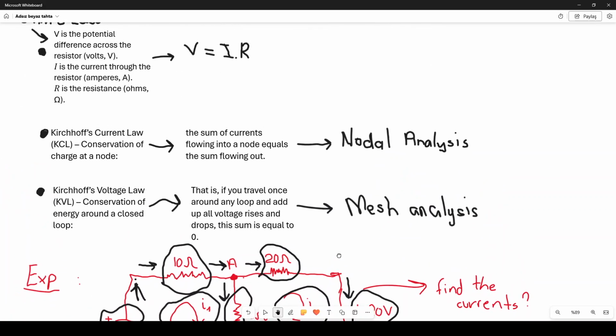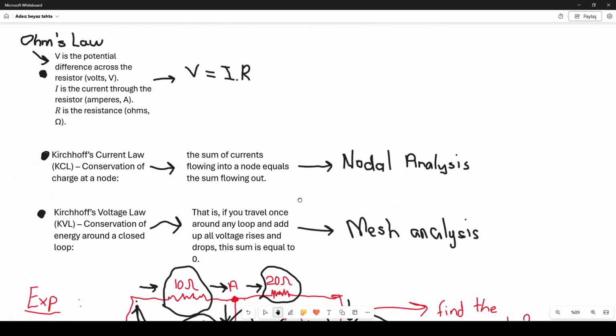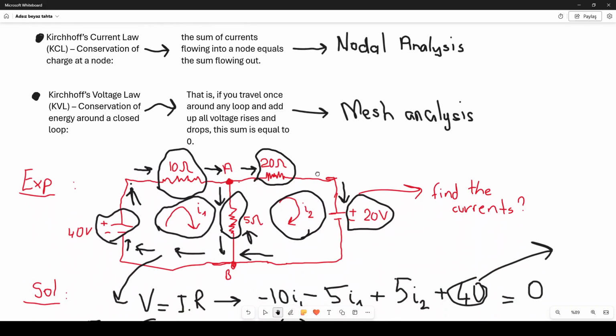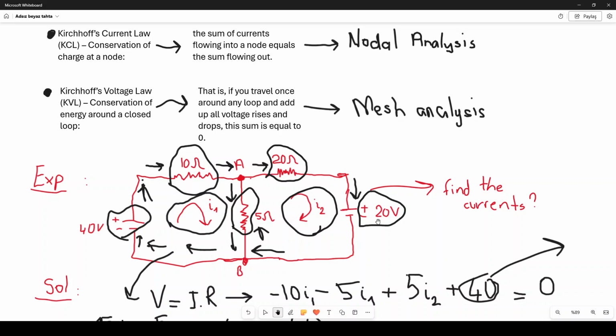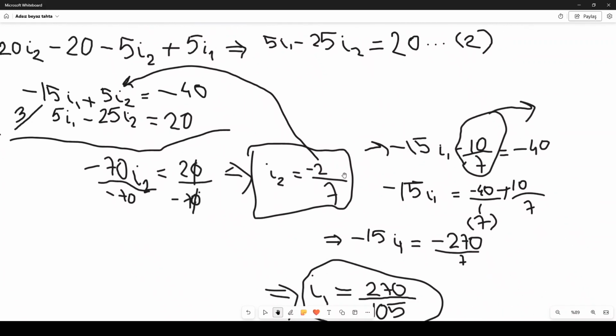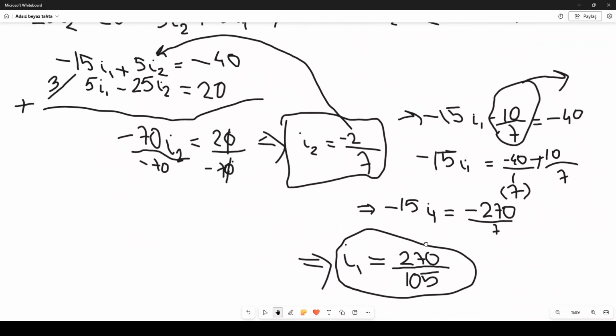And as you notice, in the last 2 lectures, we solved a fundamental problem that you can come across in the field of electrical engineering by using systems of linear equations. And in this lecture, I applied the mesh analysis technique. And hopefully you enjoyed this video as well.